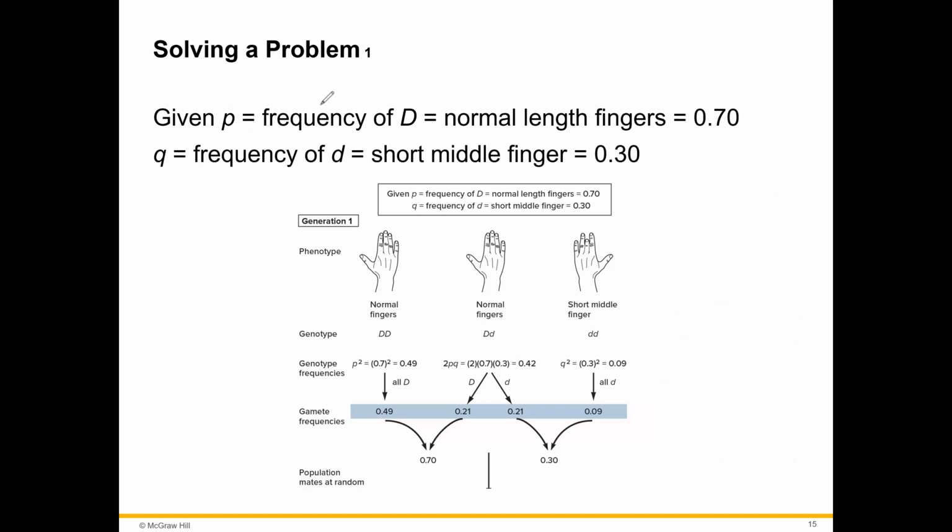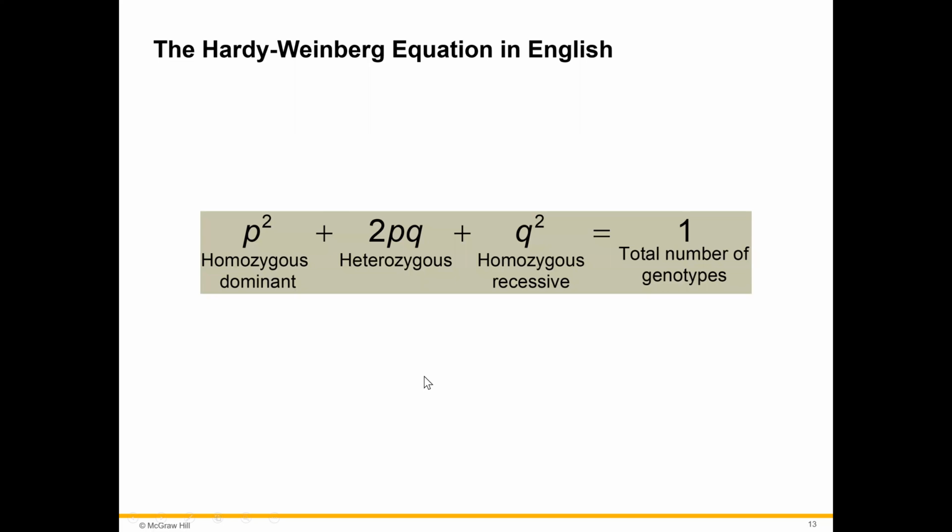Right, so again, just not to make it confusing, if you're looking at a population, let's use these fingers as an example. You see people with normal fingers and people with short fingers. How do you know that's a phenotype? How would you know their genotype? Well, if you know the frequency of the alleles, you can see how many are homozygous dominant, homozygous recessive, and heterozygous, right?